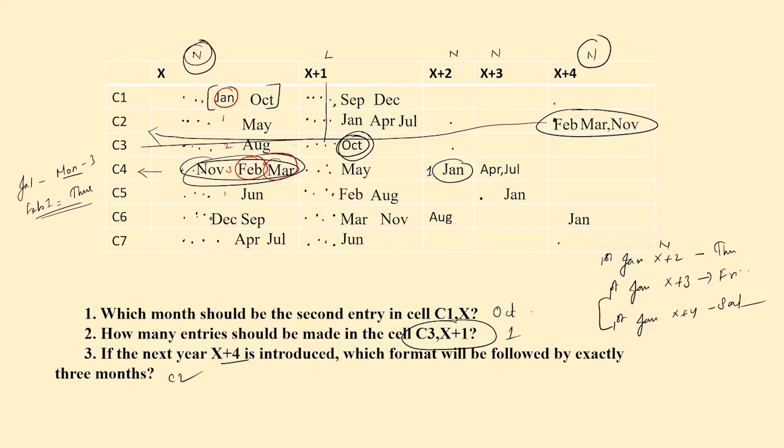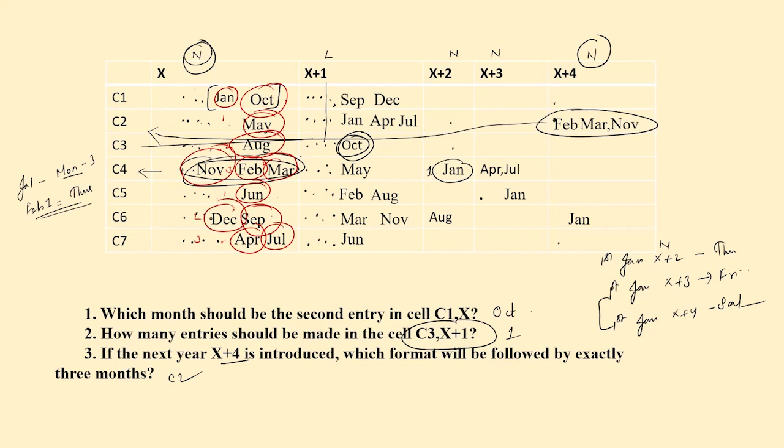March has 3 odd days. So 1, 2, 3. April comes here. April has 2 odd days. 1, 2. So May comes here. May now has 3 odd days. 1, 2, 3. June comes here. June has 2 odd days. 1, 2. So July comes here. July has 3 odd days. 1, 2, 3. August. August has again 3 odd days. 1, 2, 3. September. September has 2 odd days. 1, 2. October. October has 3 odd days. 1, 2, 3. November. November has 2 odd days. 1, 2. Now December has 3 odd days.